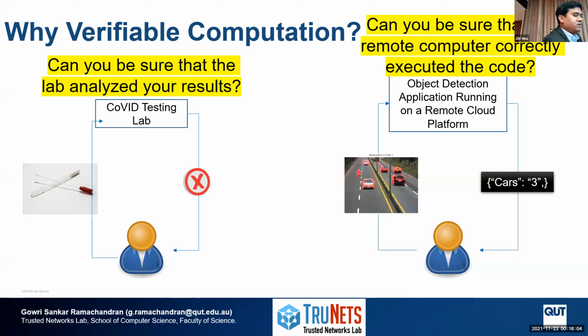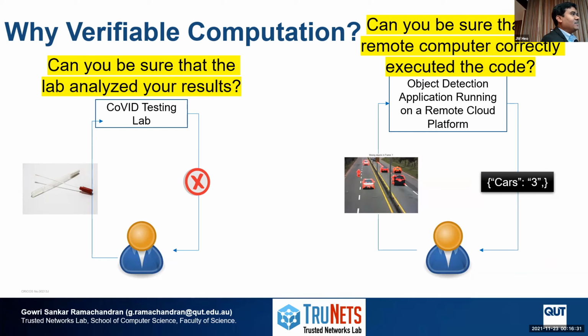If you look at the diagram on the left side, let's say you're having COVID symptoms and you go to a testing lab and give your swab for testing, and then you get a test result saying you're negative for COVID. But can you be 100% sure that the lab actually analyzed your sample before giving the swab test results as positive or negative? The reason I picked this example is that this has happened in many countries.